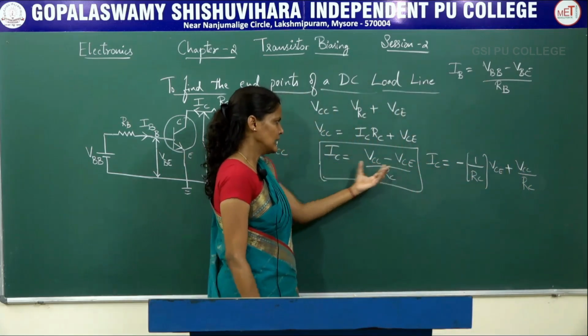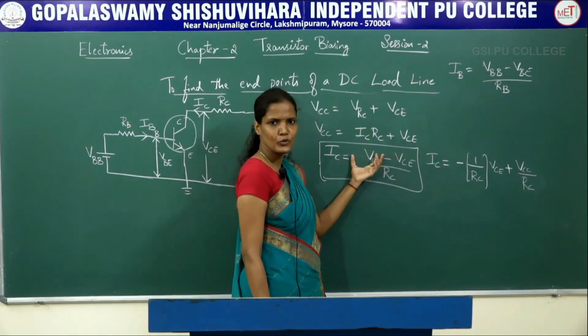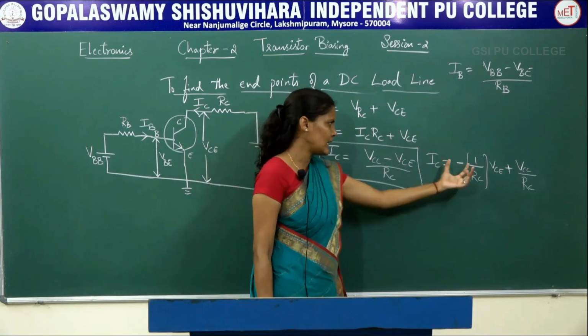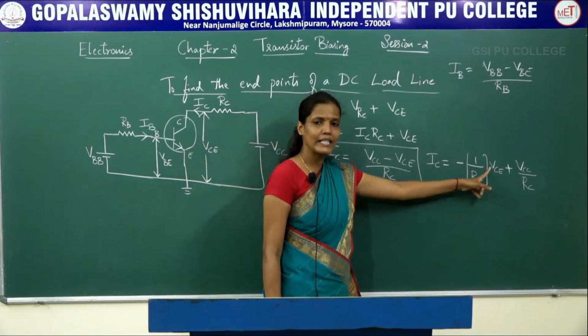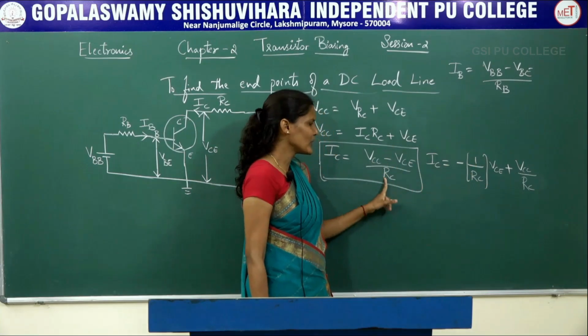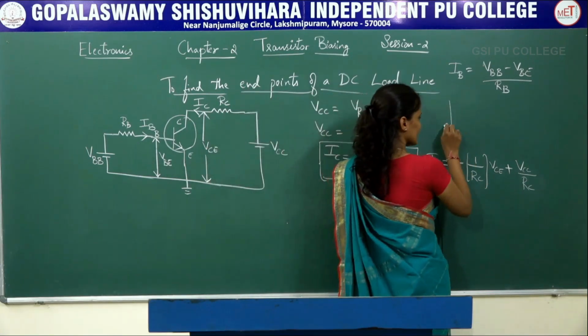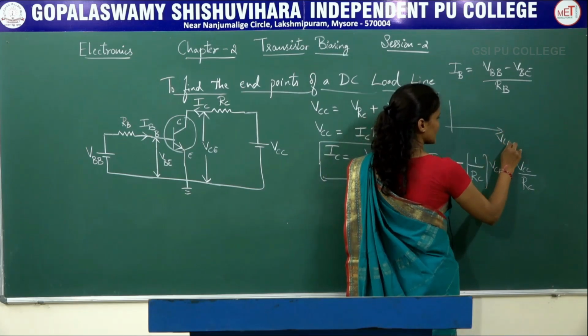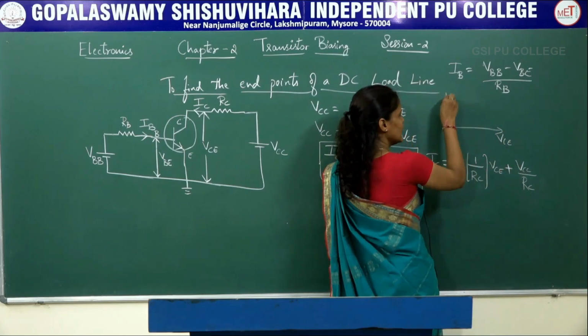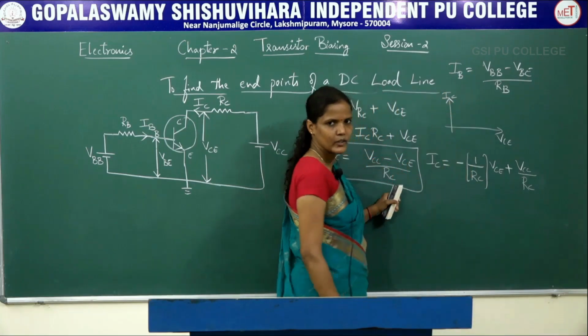What I have done over here? I have separated these two terms: minus VCE by RC, that is minus 1 by RC into VCE, plus VCC by RC. Why have I written it like this? Because in the output characteristics curve, the x-axis will be representing VCE and the y-axis will be representing IC.